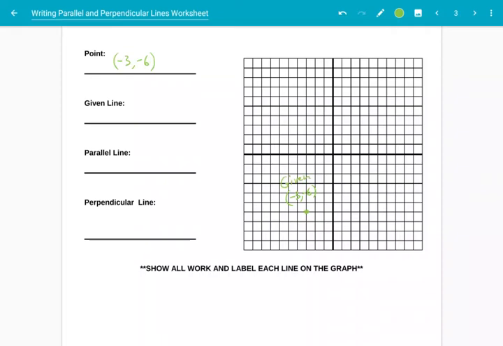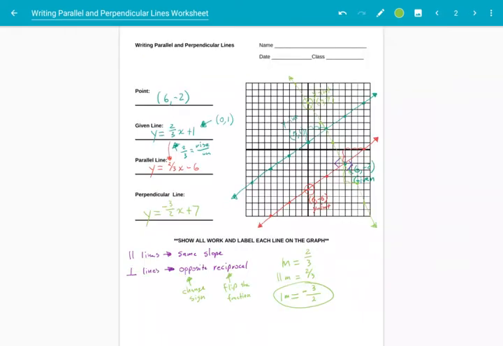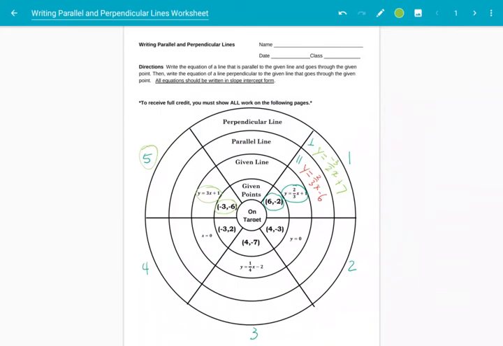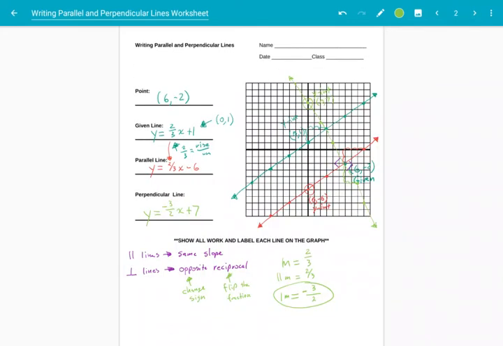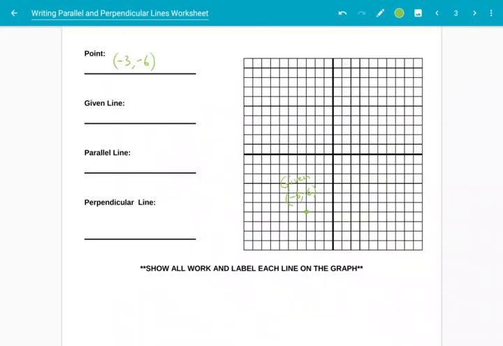Given. And the line is y equals 3x plus 1. Okay, and I'll plot that. We'll start at 1. Here's the y-intercept. That is (0, 1). That's the y-intercept because the b value is 1.